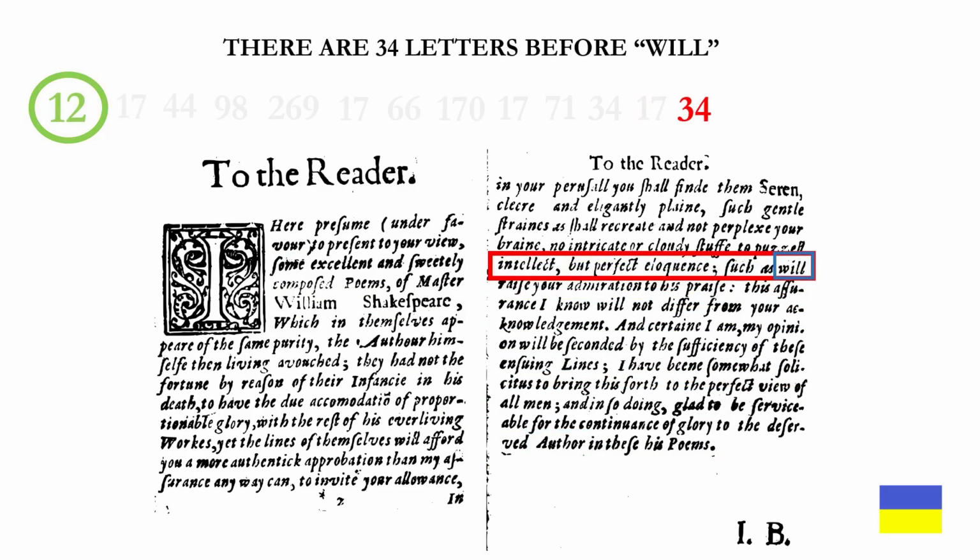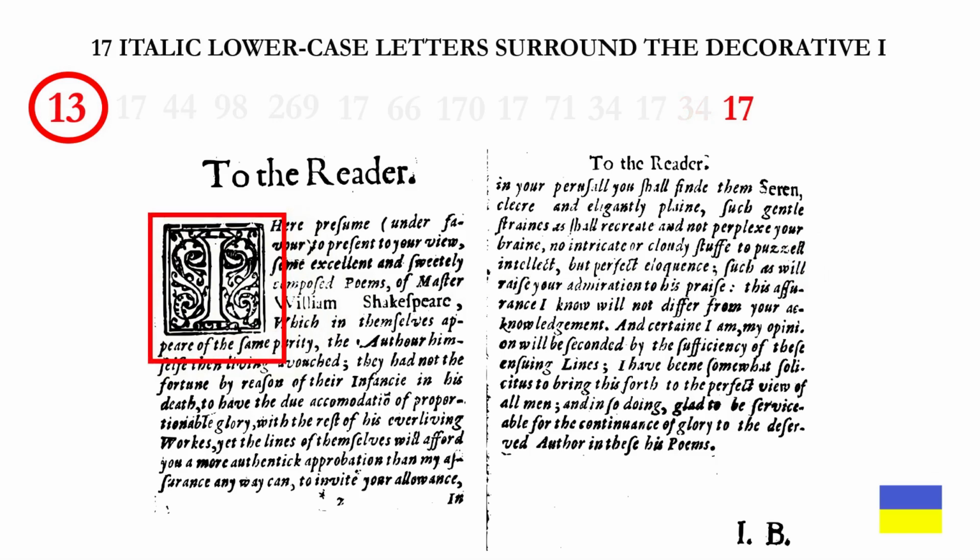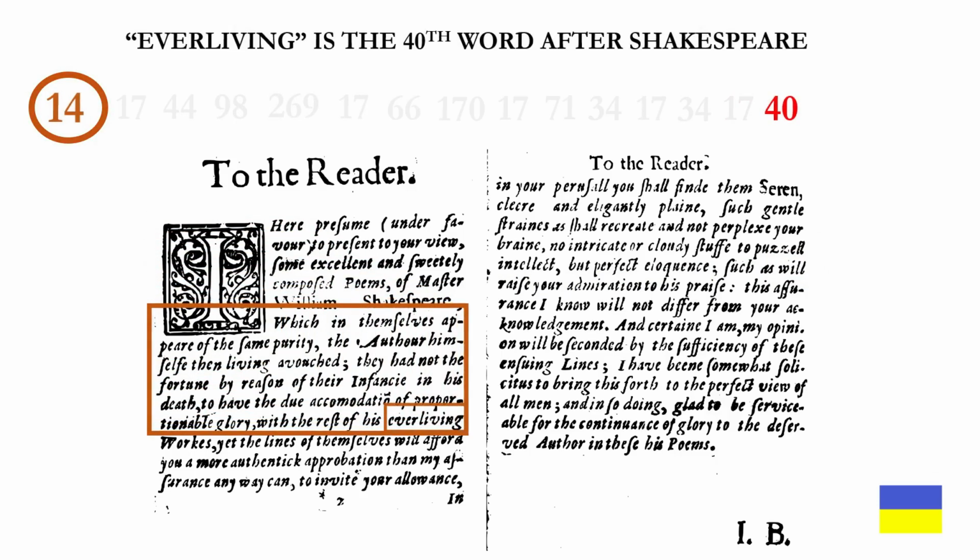On this line, there are 34 letters before the word Will. William and Will are both on line 5 on their respective pages. 17 italic lowercase letters surround the decorative I and touch the frame. Ever-living is the 40th word after Shakespeare.